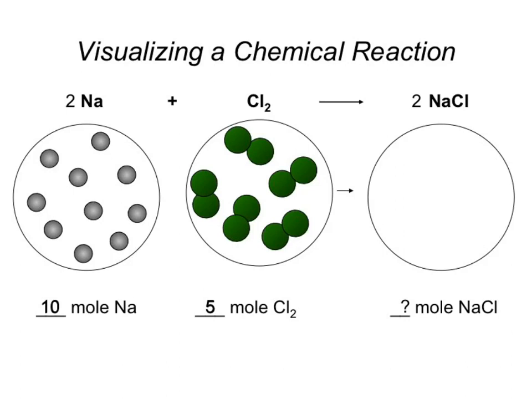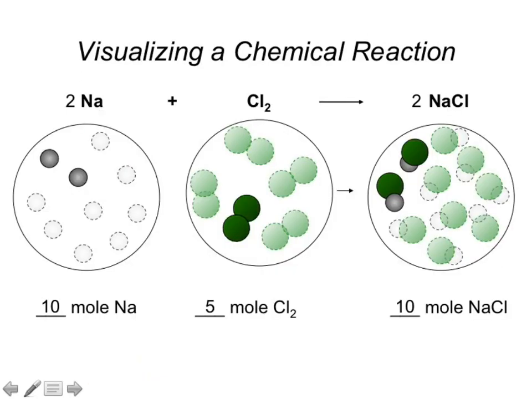But let's visualize this reaction. If I have 2 sodiums, for every 2 sodiums, I need 1 mole of chlorine to get 2 sodium chlorides. That's our balanced equation. So if I gave you 10 moles of sodium and 5 moles of chlorine, then how many moles of sodium chloride can we make? We can make 10.